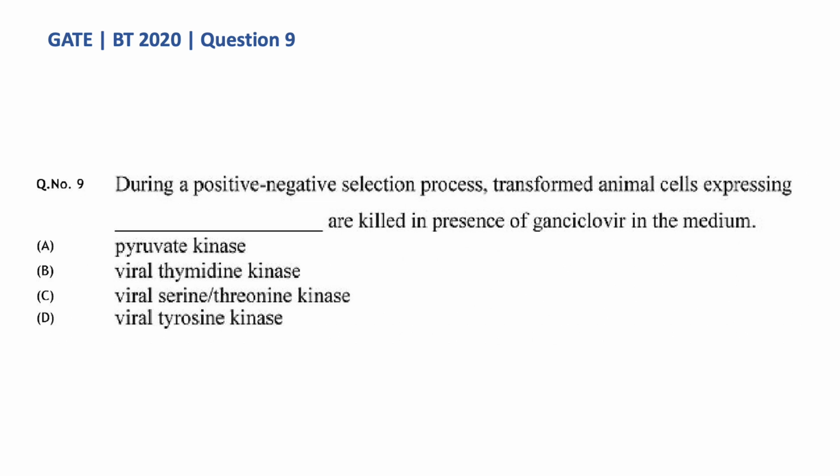Now coming back to the question: during a positive negative selection process, the transformed animal cells expressing what gene are killed in the presence of ganciclovir in the medium? We just saw that ganciclovir is an antiviral drug, and the cells that are not resistant to this drug will die. If they express the viral thymidine kinase gene, they release some toxic substances in the presence of ganciclovir, and so they are killed. So the answer to the question is viral thymidine kinase.